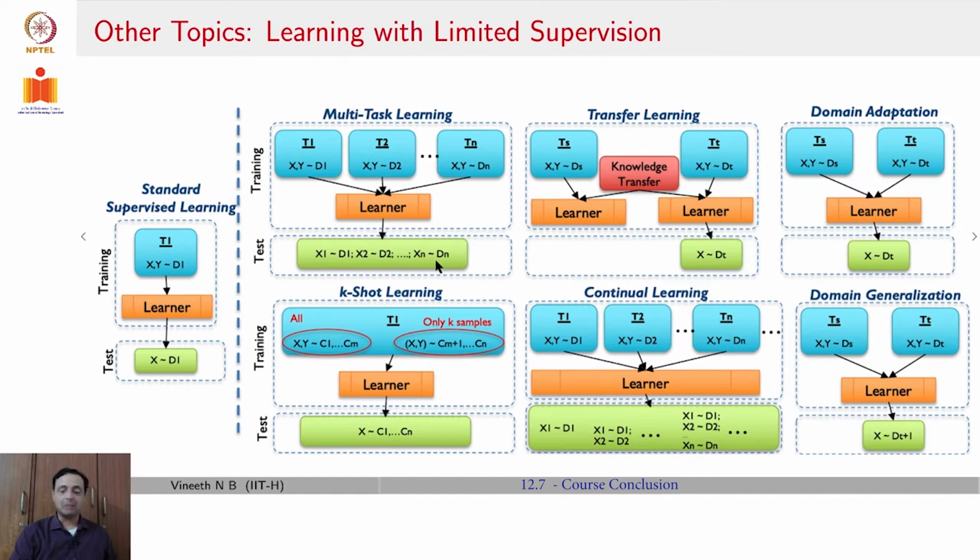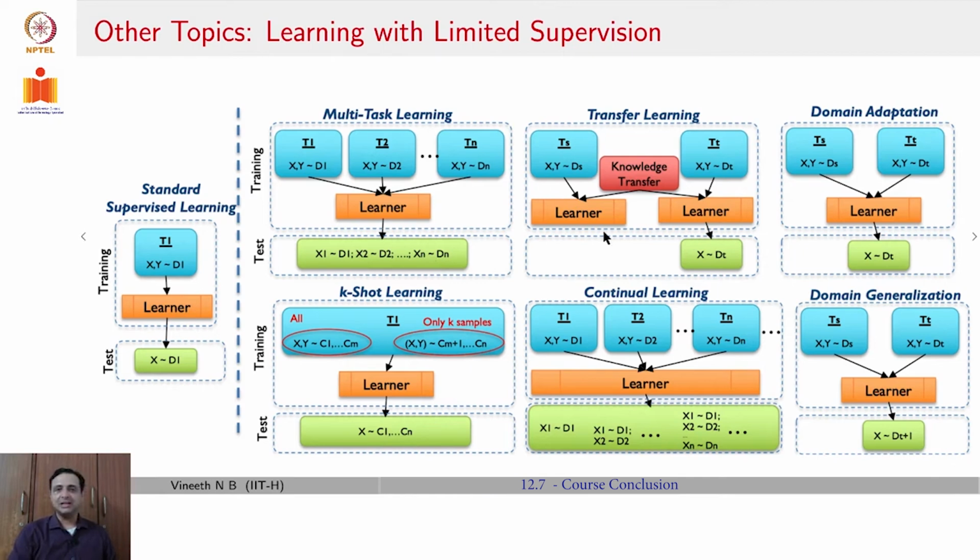An example of multitask learning could be, given a face image, you may want to recognize the identity of the person, the expression of the person, the pose of the person, and so on, using a single model, and this would come under multitask learning.